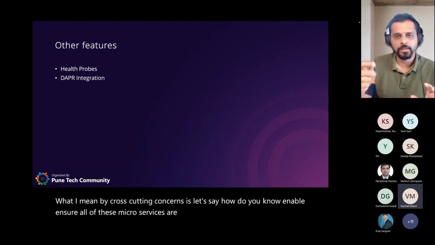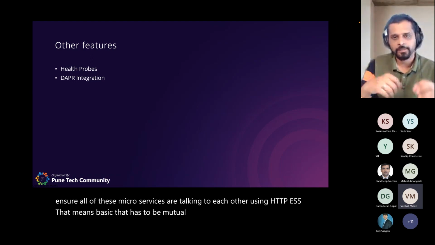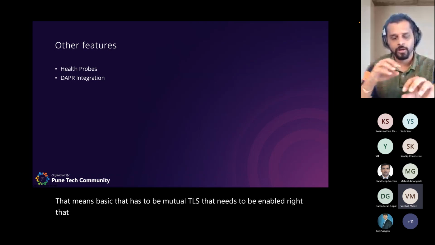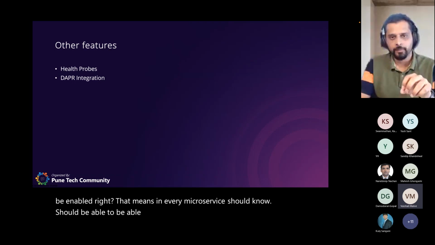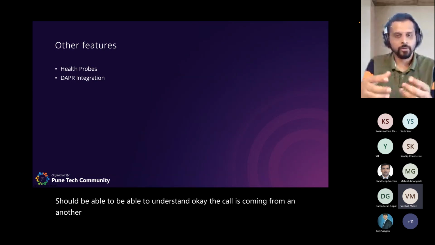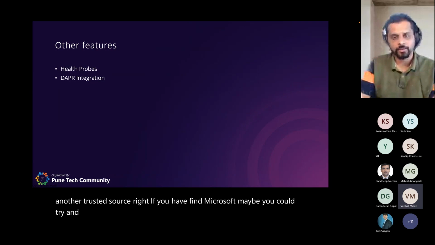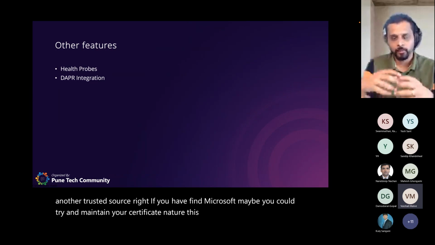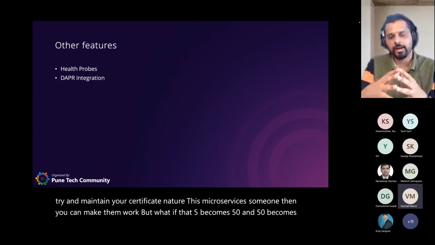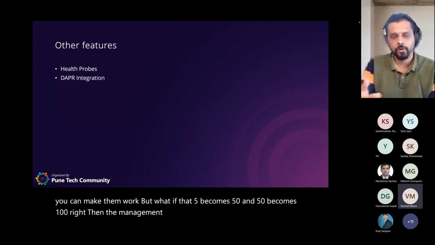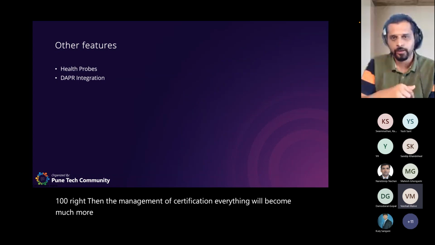each other using HTTPS? That means mutual TLS needs to be enabled, so each and every microservice should be able to understand that the call is coming from another trusted source. If you have 5 microservices, maybe you could maintain your certificates in each of them somehow, and make them work. But what if that 5 becomes 50 and that 50 becomes 100? Then the management of certificates and everything will become much more complicated. That's one part of the problem.